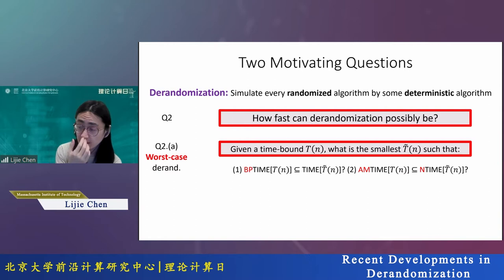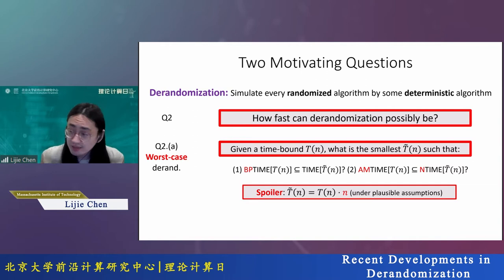So this way we want a generalization that works on every input, because this containment means that for every randomized algorithm, there's a deterministic algorithm which correctly computes the randomized algorithm on every input. As a quick spoiler, under plausible assumptions, we can show that t tilde n is actually roughly t(n) times n, where n is the input length. So the worst case generalization overhead is roughly a factor of the input length.